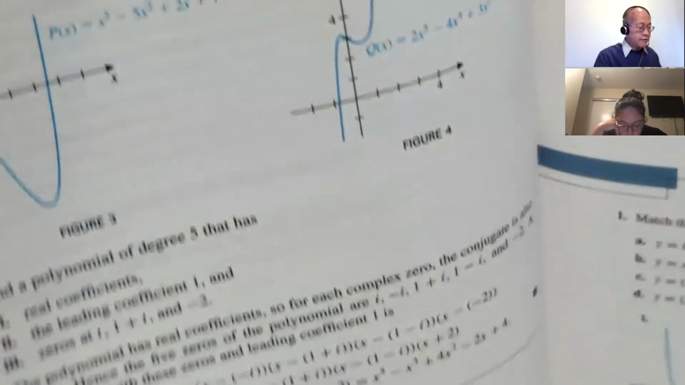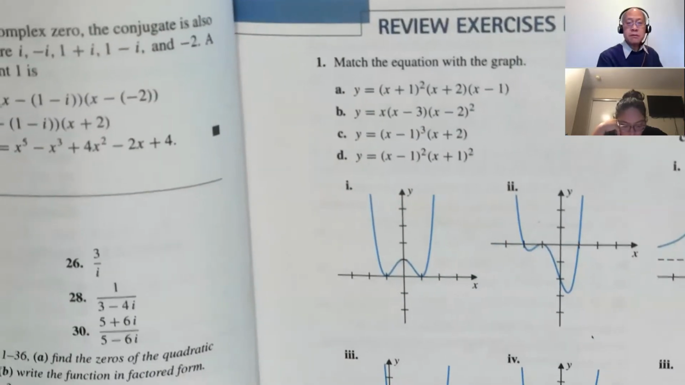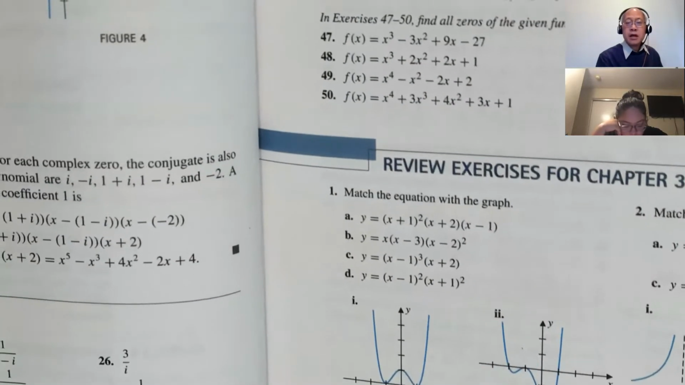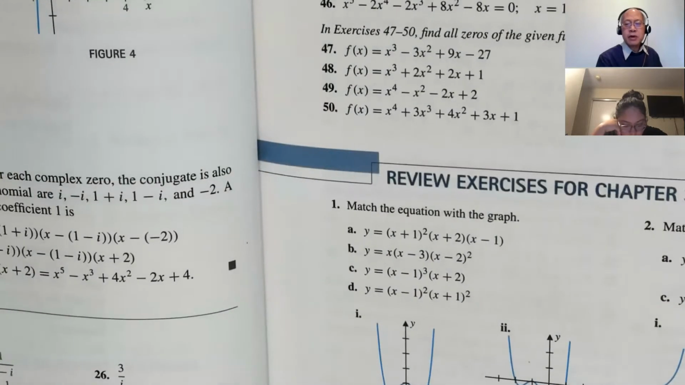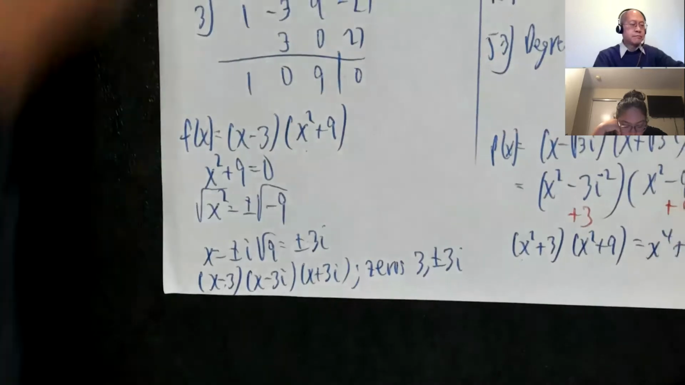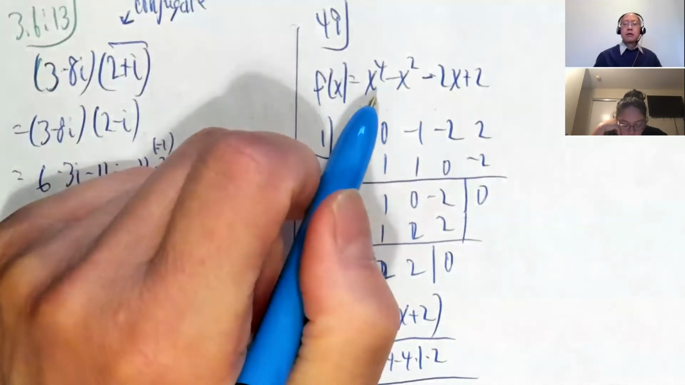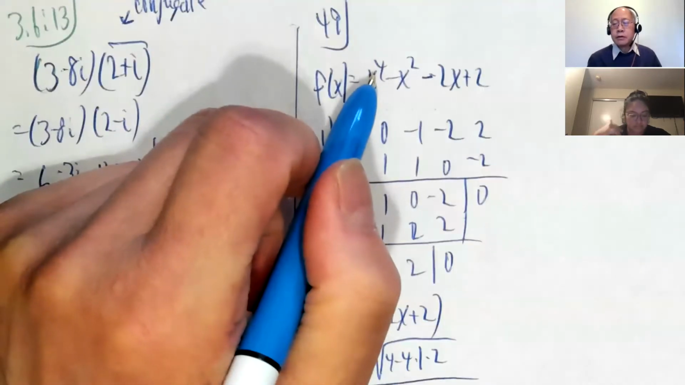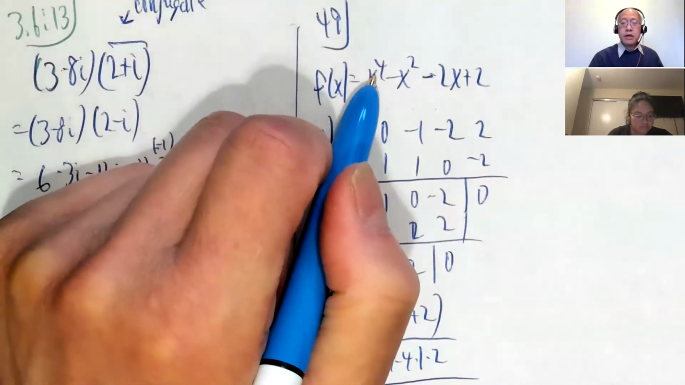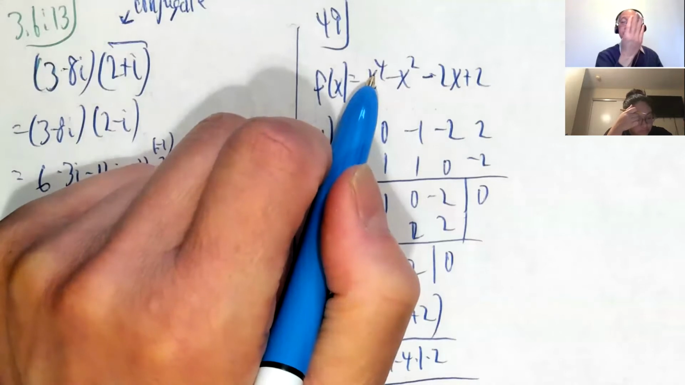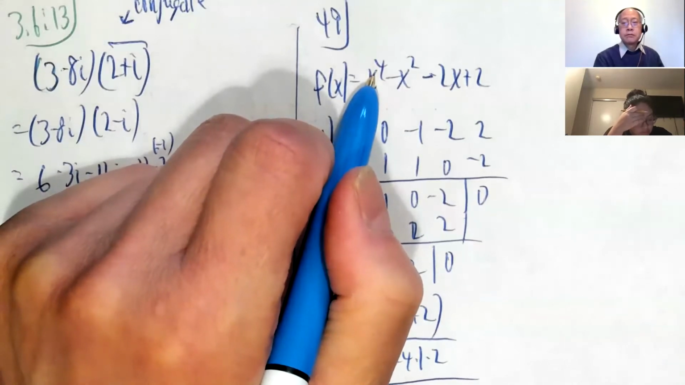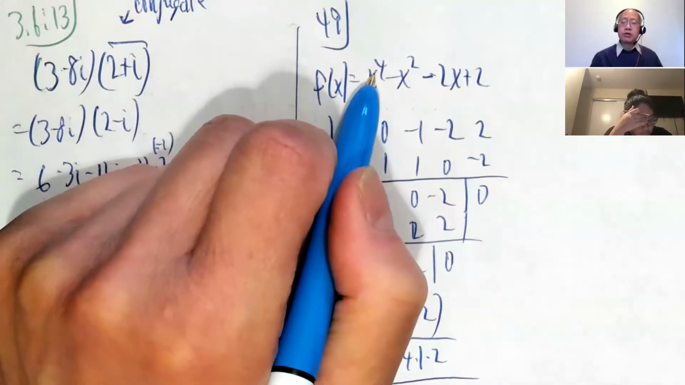All right, then let's see, 49. x to the 4th minus x squared minus 2x plus 2. Fourth degree. Therefore, this should be how many factors? 4. This should be how many roots? 4, if we're allowing for multiplicity.